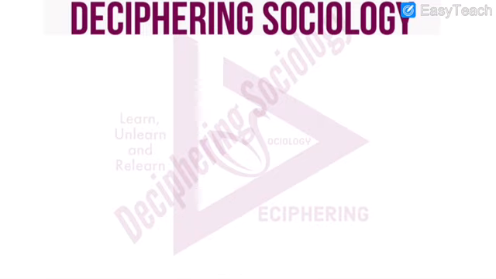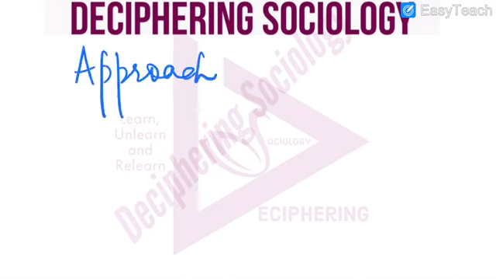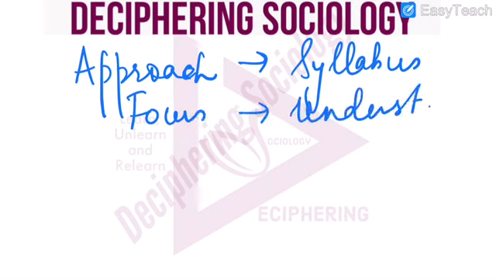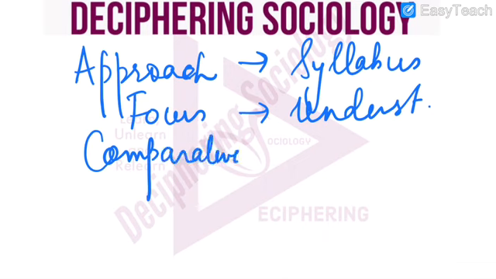So, I assume now that your doubt has been cleared. First, how to approach sociology. Your approach should begin with the syllabus. Your focus should be on understanding, and for note making, for thinkers, go for comparative charts and also accompany it with PYQs, and you will be able to read, revise and recall.